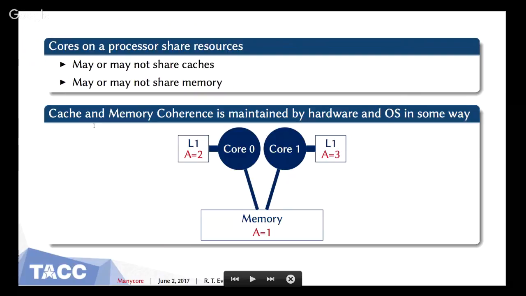Now, cores share resources, and that's where we get into trouble. If all of the cores on these chips all had their own independent resources, it would be pretty easy to scale up and increase performance.